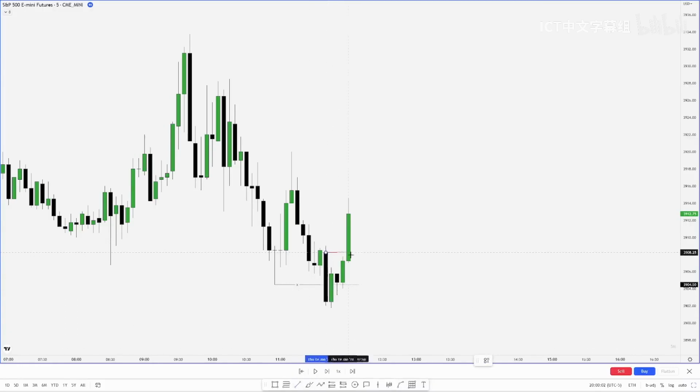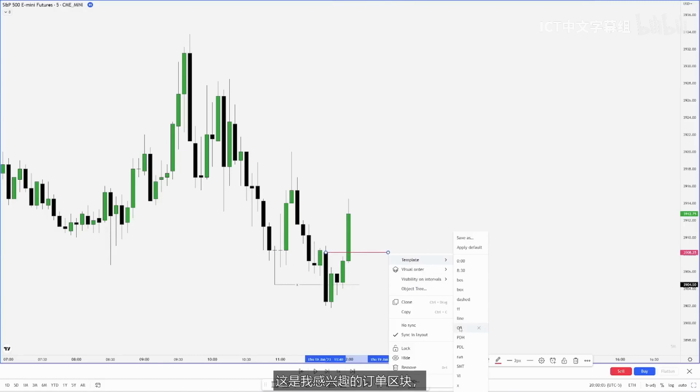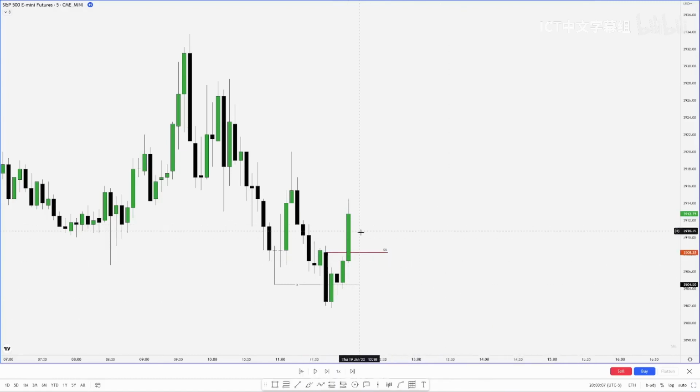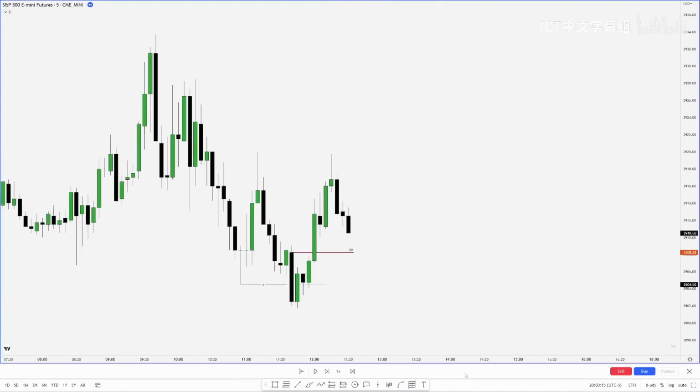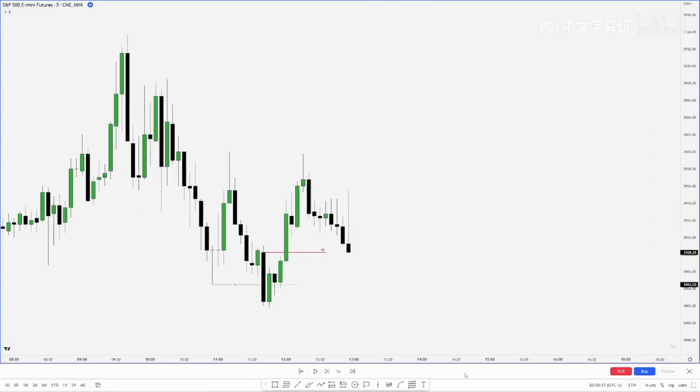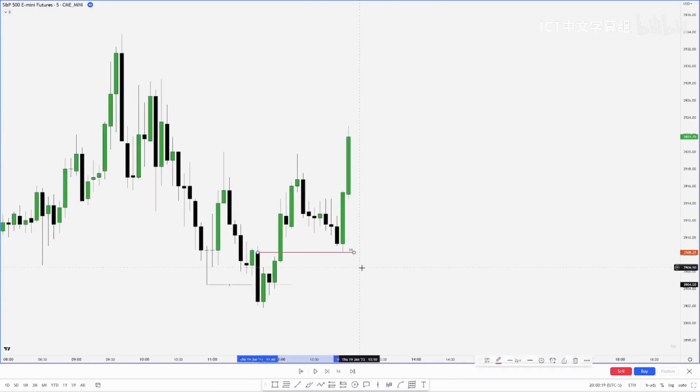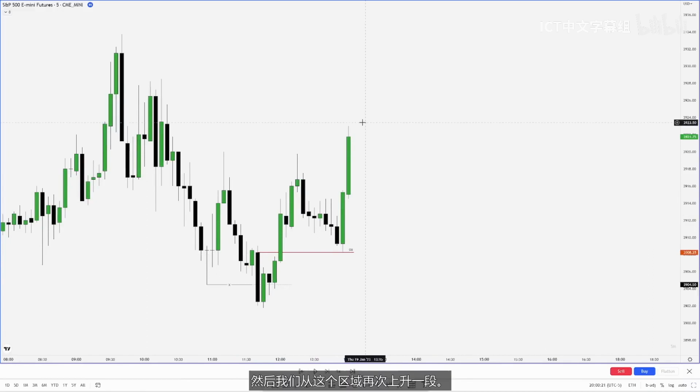So marking this out, this is the order block I am interested in, and I would like to see it support price. So as we continue ahead, you can see it supported price, and we get another leg up off of this area.